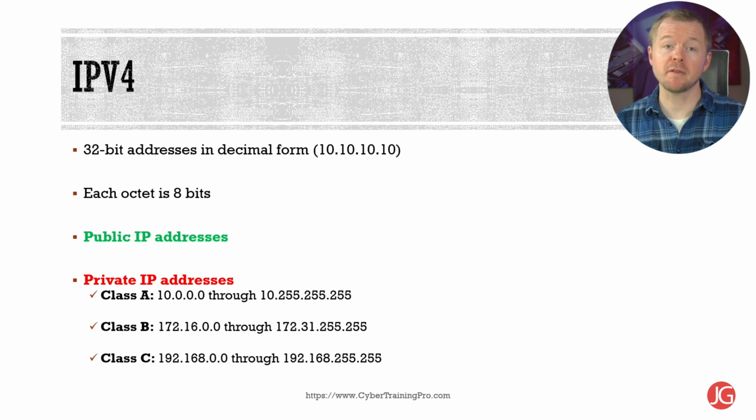IPv4 is the first version that we've used for IP addressing. With this, we use 32-bit addresses in decimal form, so 10.10.10.10. Each octet, so where each number is 8 bits long.